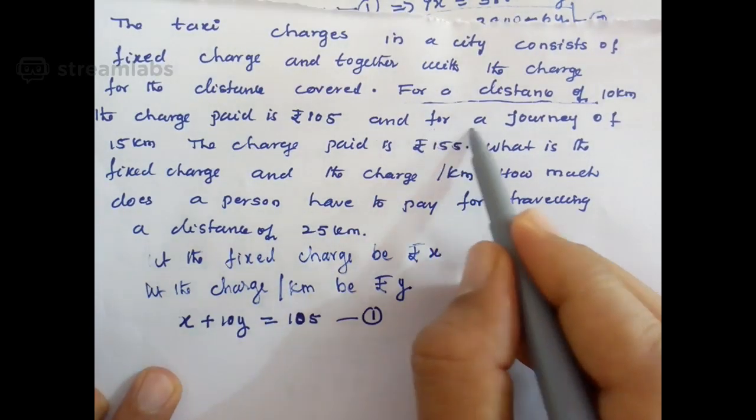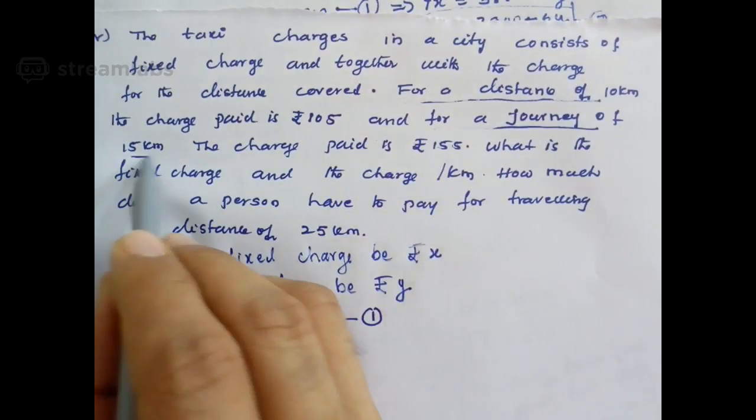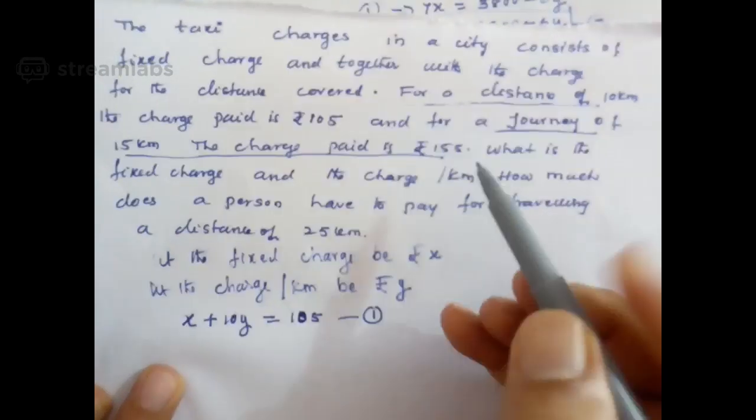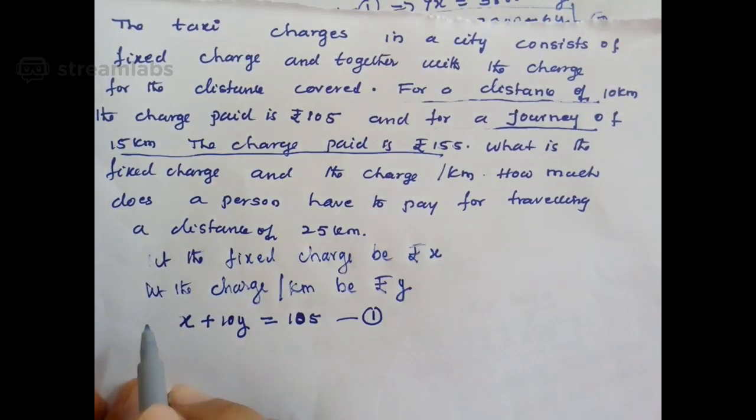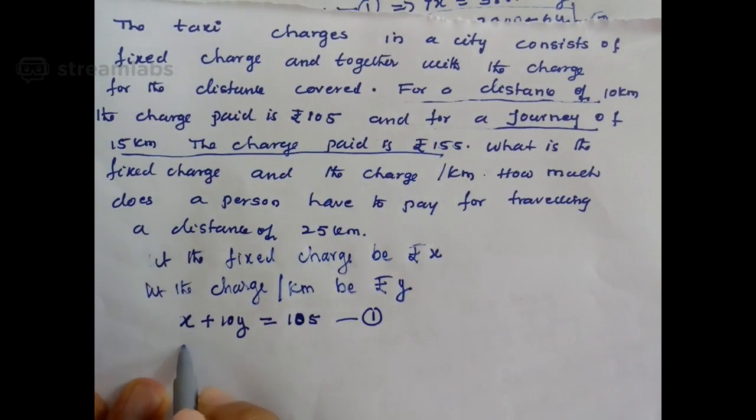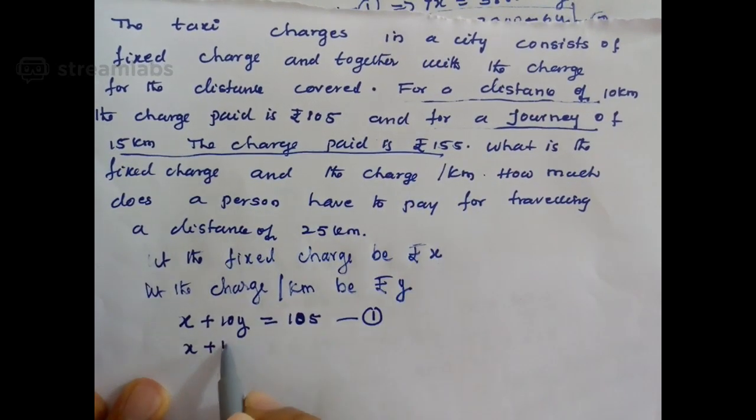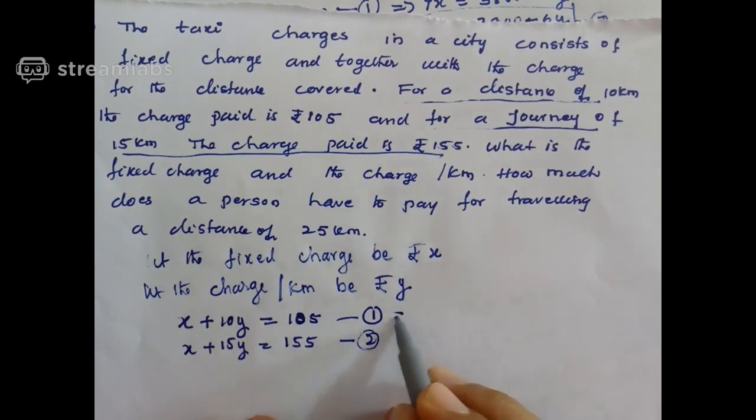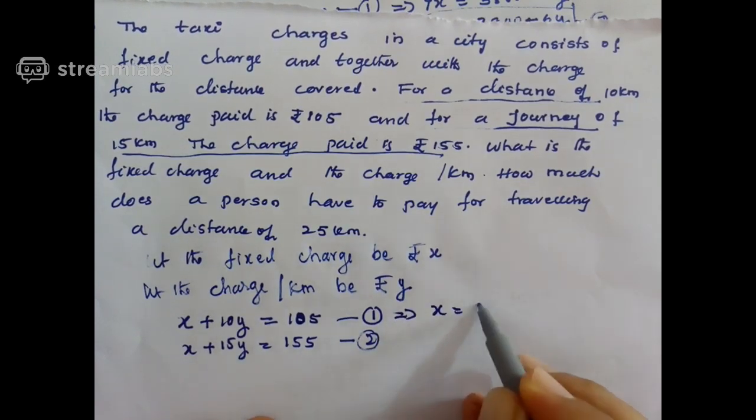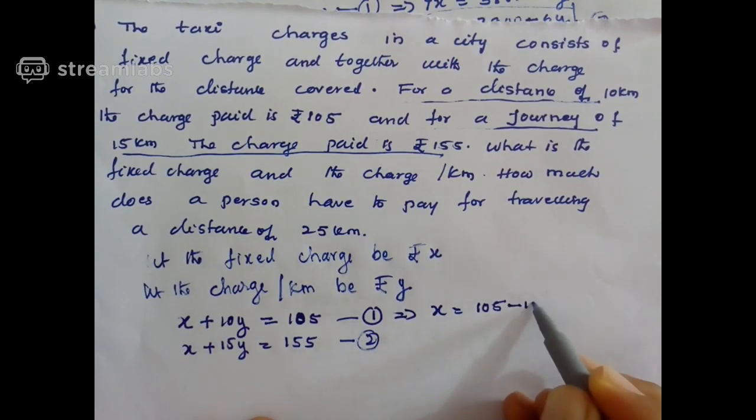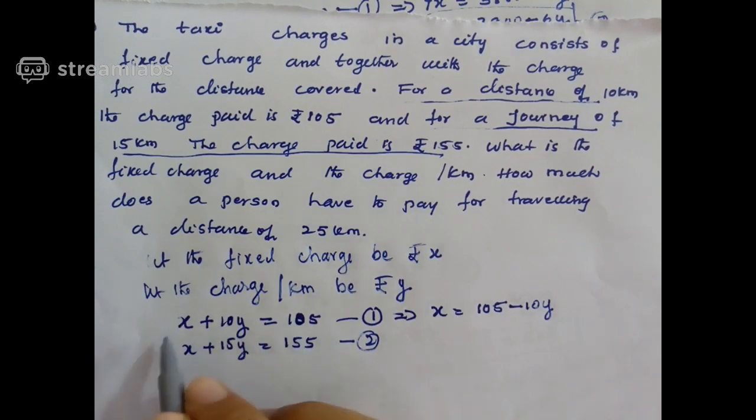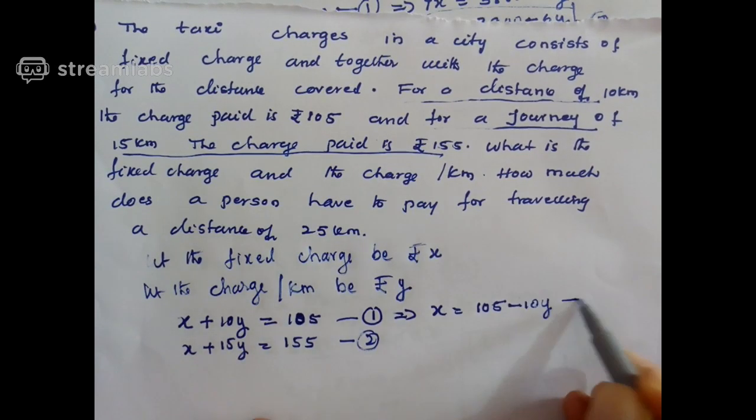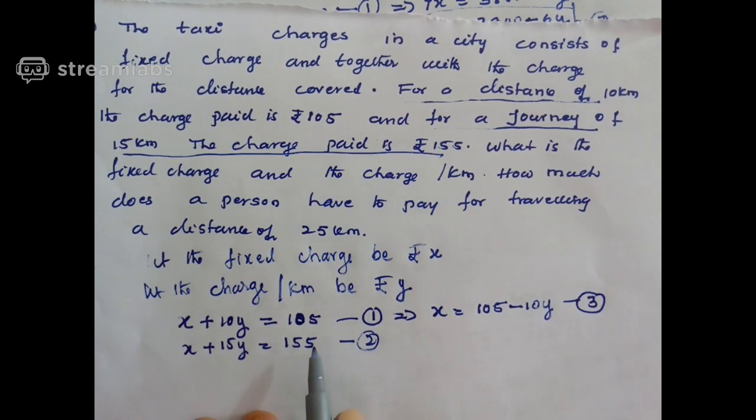And see the second condition. For a journey of 15 kilometer, the charge paid is rupees 155. For a journey of 15 kilometer, there is a fixed charge x, and for 15 kilometer it is 15y. So x plus 15y is rupees 155. Call this as 2. Now, let us frame the third equation, that is x is equal to 105 minus 10y. Call this as equation number 3.